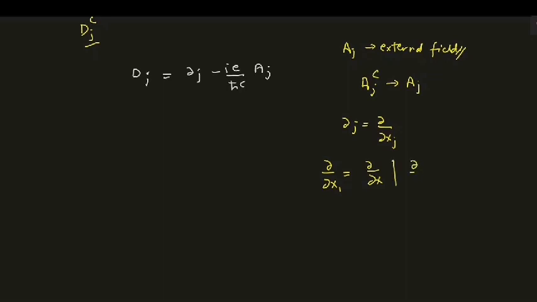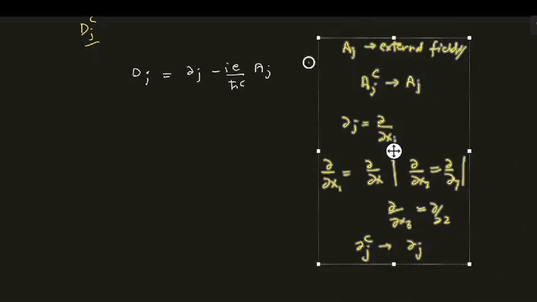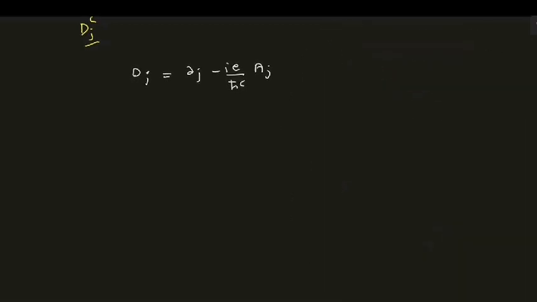Or ∂/∂x2 is nothing but ∂/∂y, and similarly ∂/∂x3 is nothing but ∂/∂z. So none of these contains any charge term. So you can say ∂j charge conjugated is simply equal to ∂j. Okay, that will also remain invariant. So let me remove this. Okay, you have got my point.